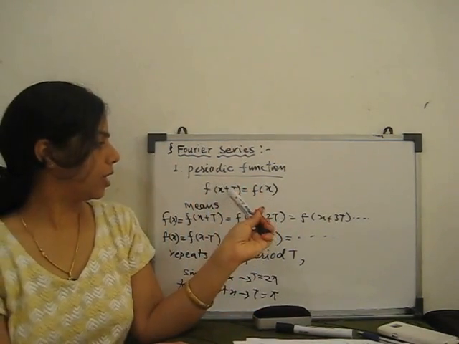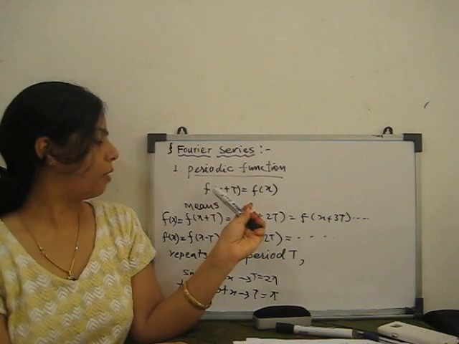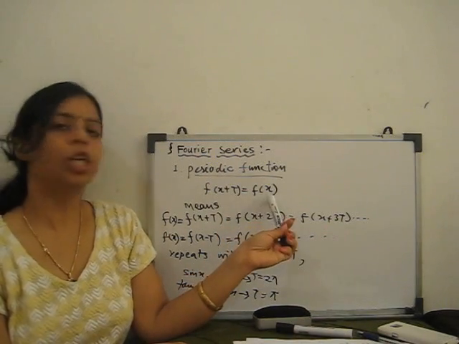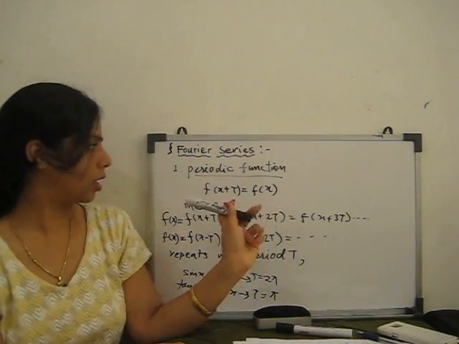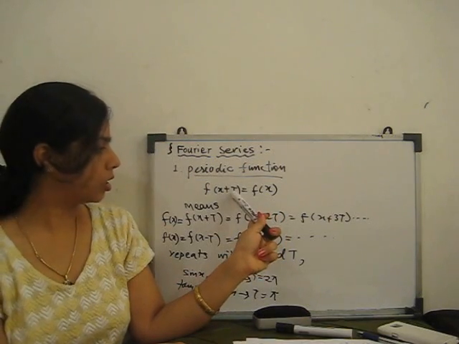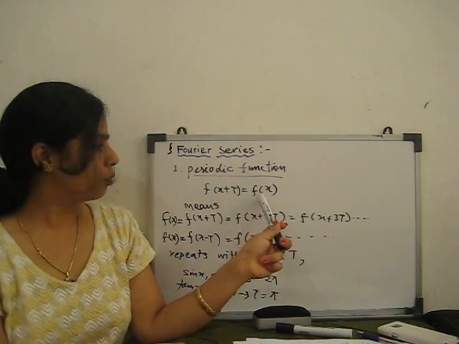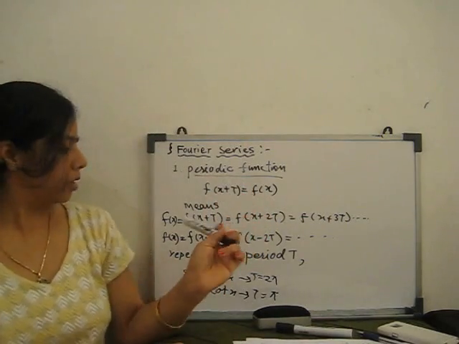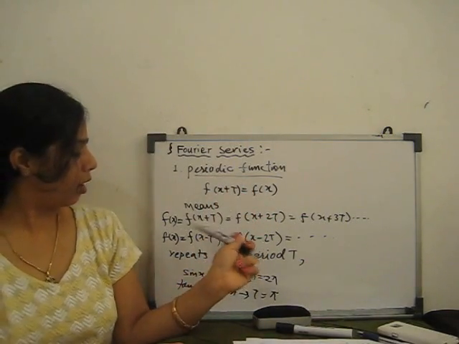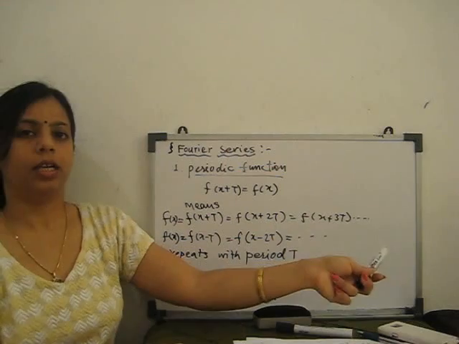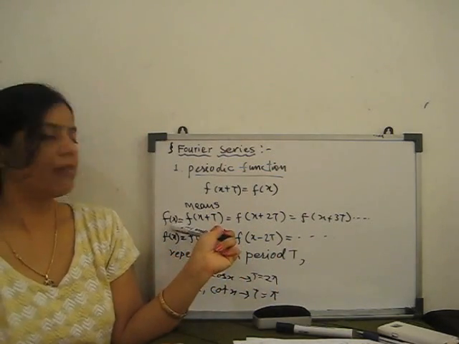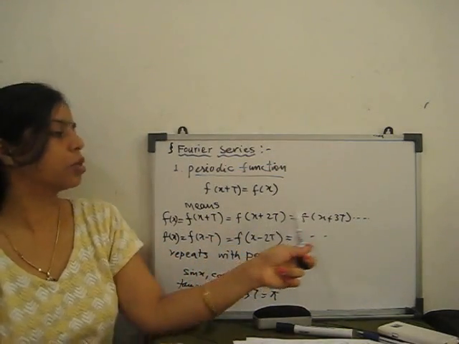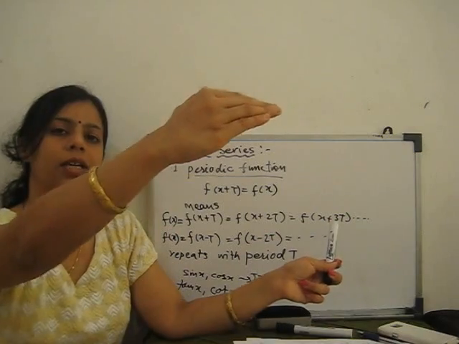So if I say that the period is t, then the value of f(x + t) is equal to the value of the given function f(x). So for this time period t, this function will repeat. So this is called a periodic function. For example, after every t, it will repeat. So the value of f(x) is the same at x + t, x + 2t, x + 3t, up to x + nt.